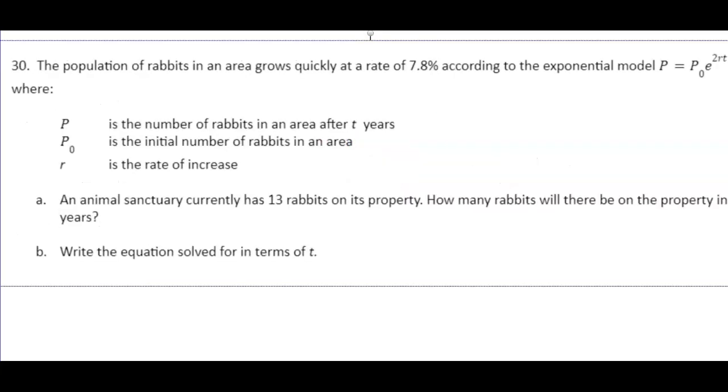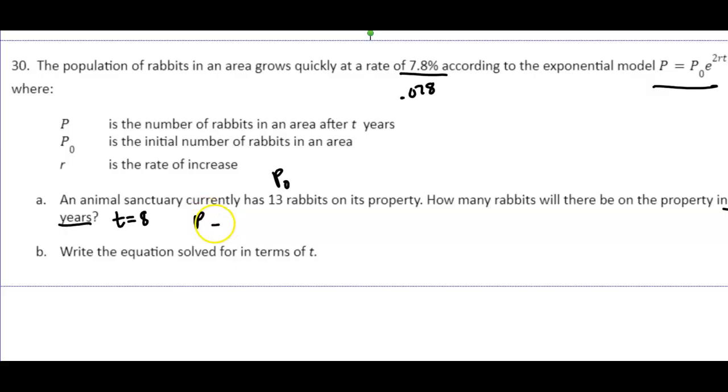All right, the population of rabbits in an area grows quickly at a rate of 7.8%, so that's 0.078 written as a decimal, according to the model given. In part A, we want to know, if there are 13 rabbits currently on the property, so that's our initial value of rabbits, our P sub 0, how many rabbits will be on the property in 8 years? So 8 is our t. We're looking for, in this case, P.